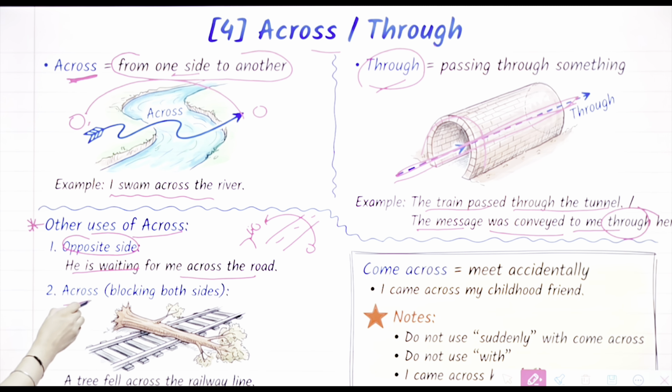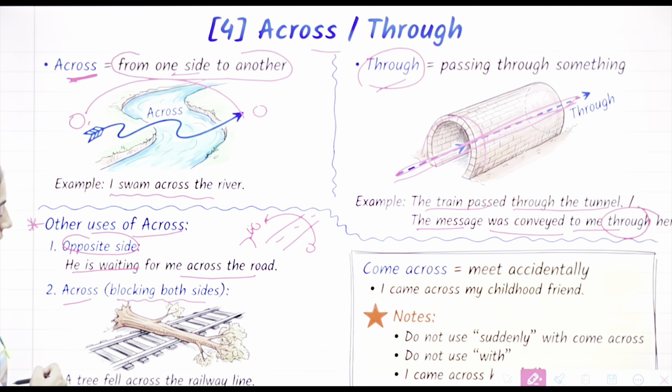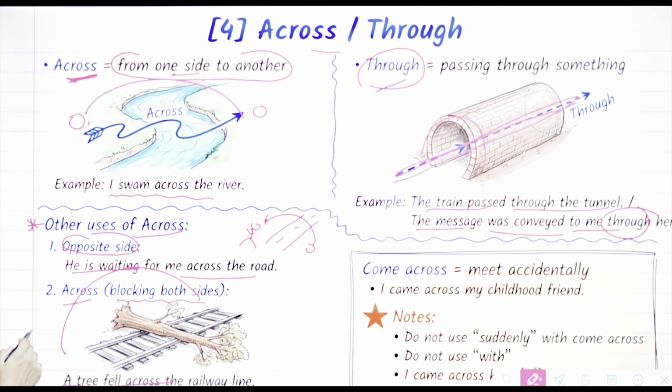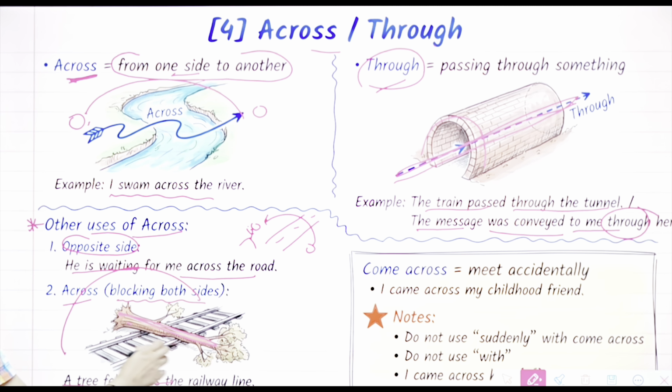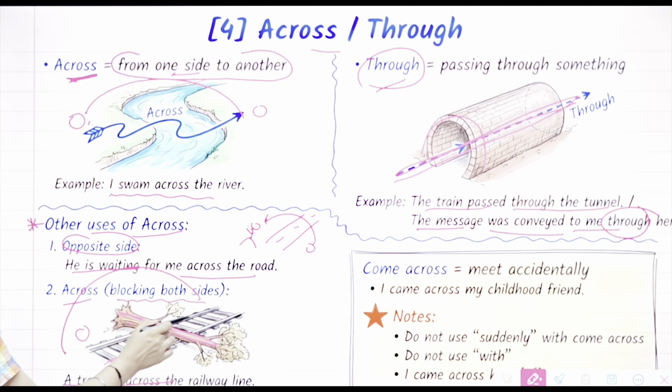Second we have is across means blocking both sides. For example, a tree fell across the railway line. Means from this side to that side we have to go, and across. The tree fell across the railway line. So now here we have two sides, the left side and the right side, we can say.